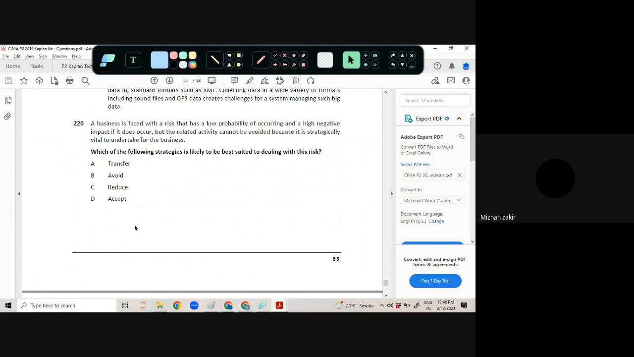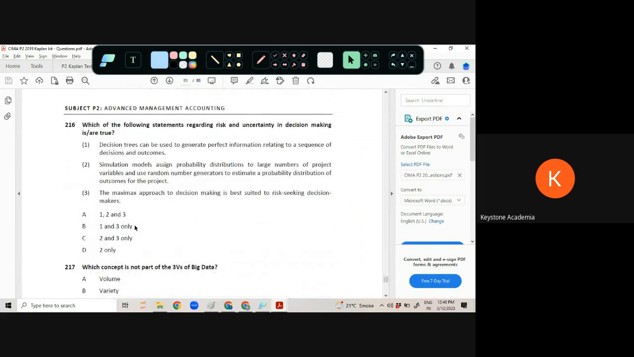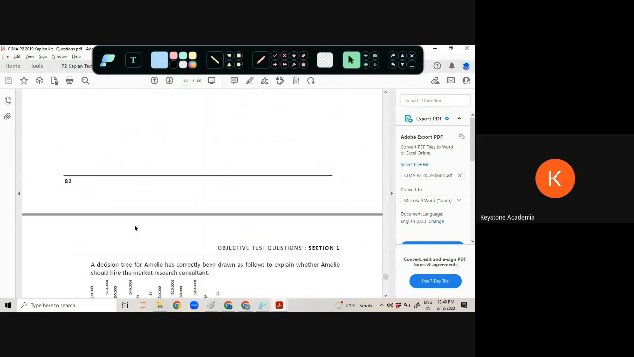Low probability, high impact. So transfer. Yes. Good. I hope you are clear now with what is TARA and how to deal with that, right?